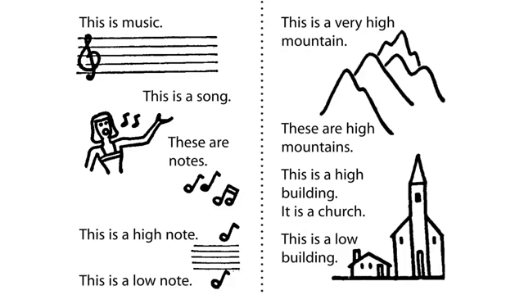This is music. This is a song. These are notes. This is a high note. This is a low note. This is a very high mountain. These are high mountains. This is a high building. It is a church. This is a low building.